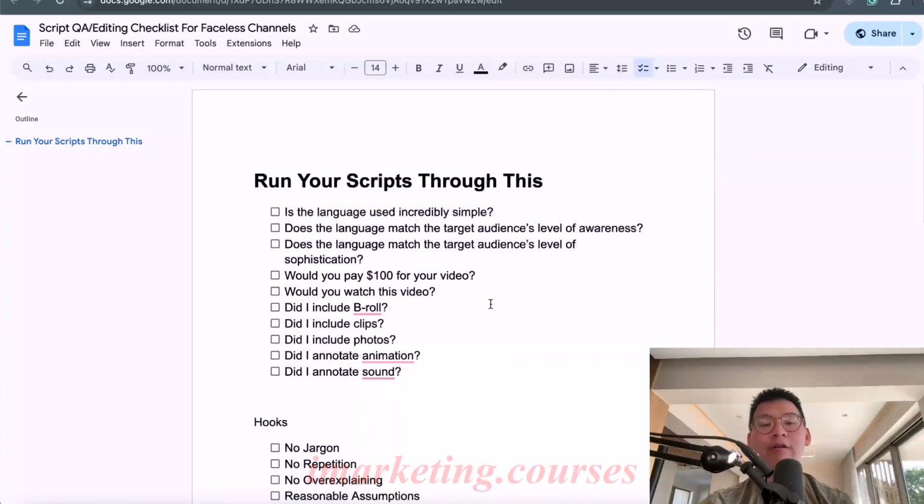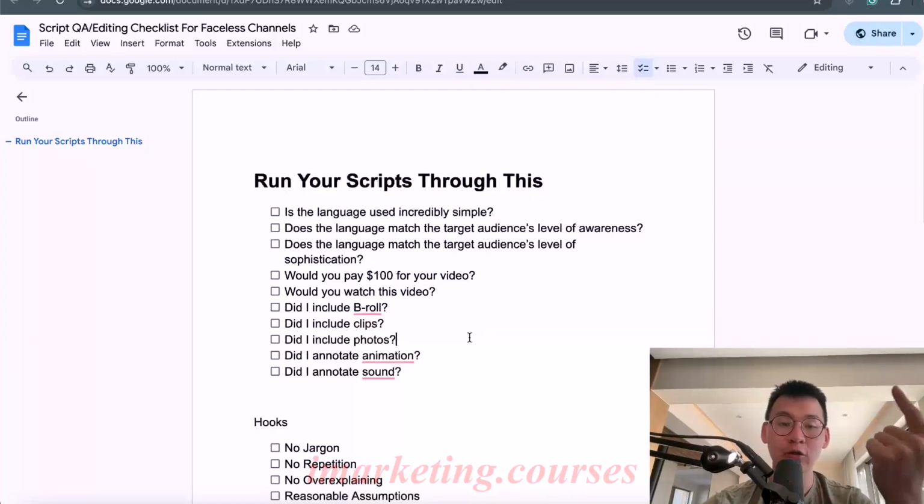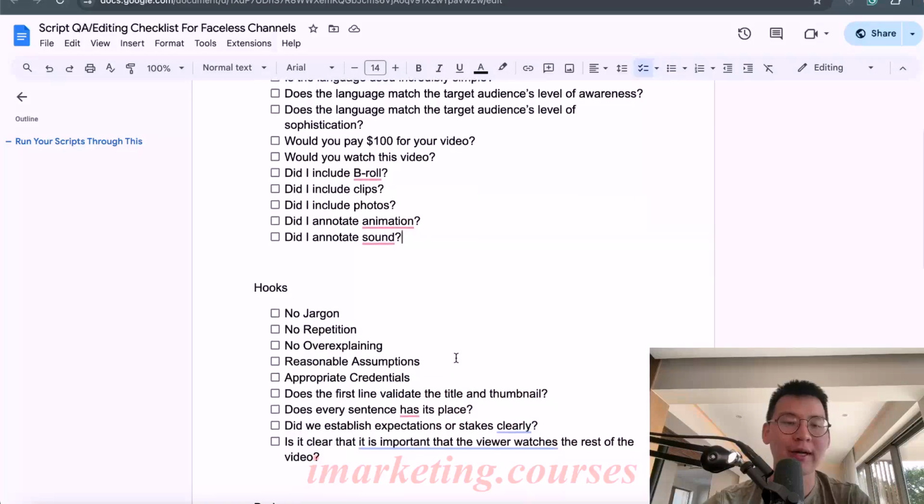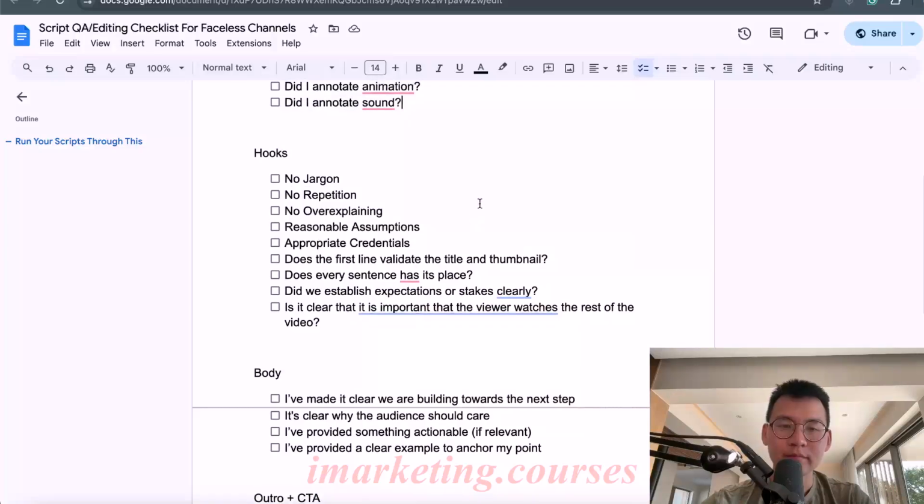I'll go through how to find these in a future module, but you need to include B-roll, clips, photos, animation, and sound. I'm going to show you how to do this in the specific script, but you need to include as many of these or all of these in your script so that it's a lot easier for the client or the editor to edit the video. Hooks, right? No jargon, no repetition, no over-explaining, reasonable assumptions, appropriate credentials.